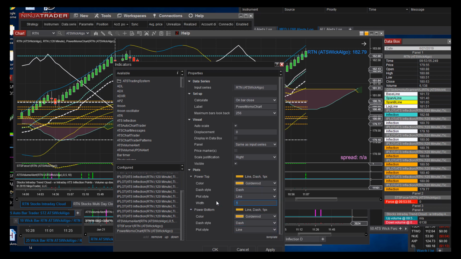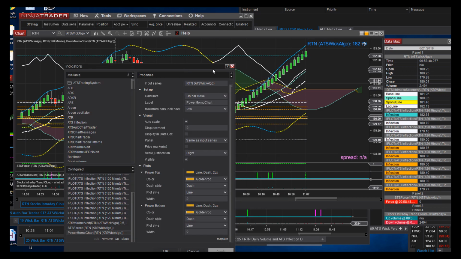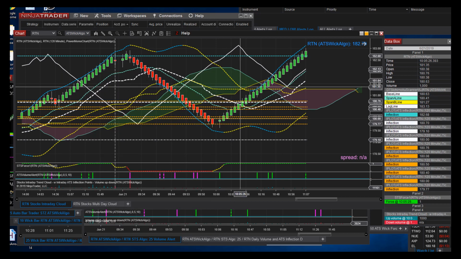Very simply, you can increase the size. My eyes are always bad, so I like them to go up a level. If you want them to kind of fade into the background, I think I did this. There we go. Now we've got it as a dash line.